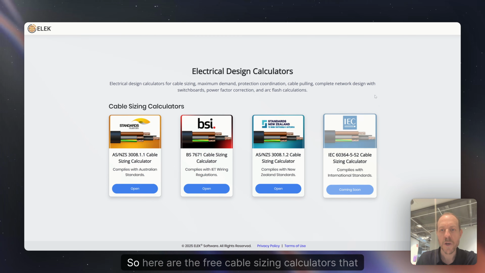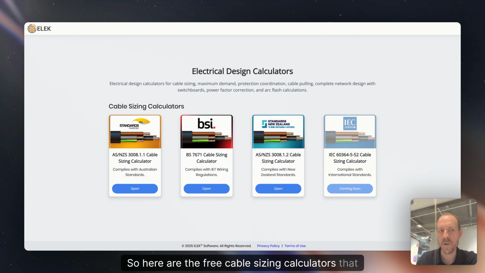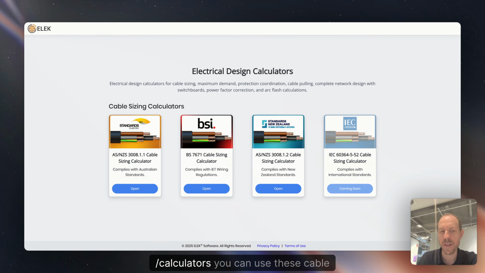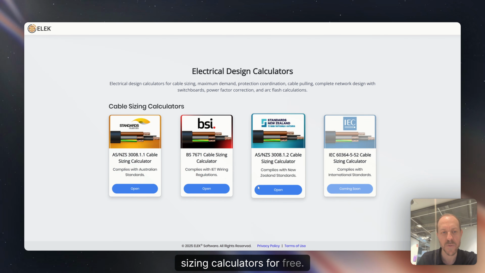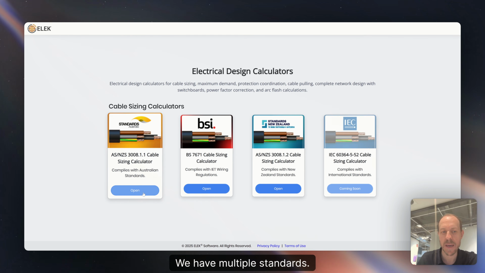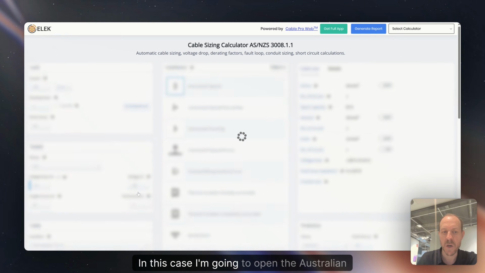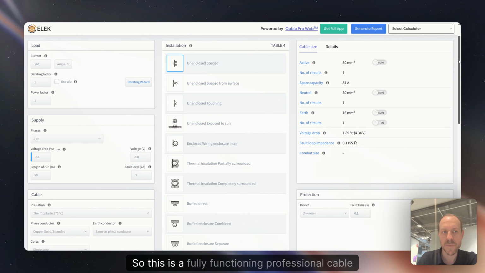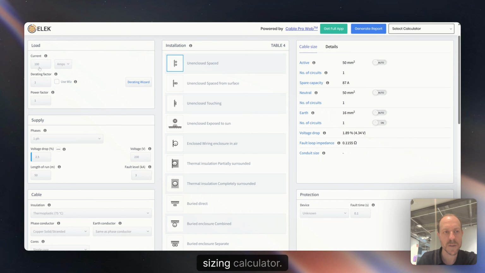So here are the free cable sizing calculators that I mentioned. If you go to elek.com/calculators, you can use these cable sizing calculators for free. We have multiple standards. In this case, I'm going to open the Australian standard cable sizing calculator. So this is a fully functioning professional cable sizing calculator.